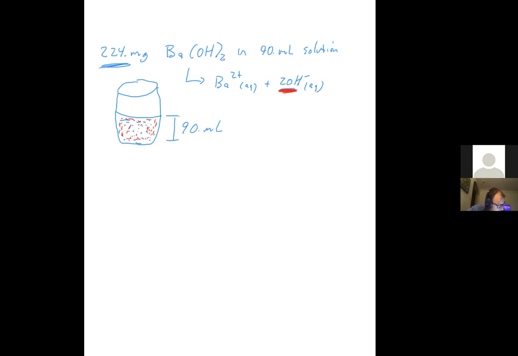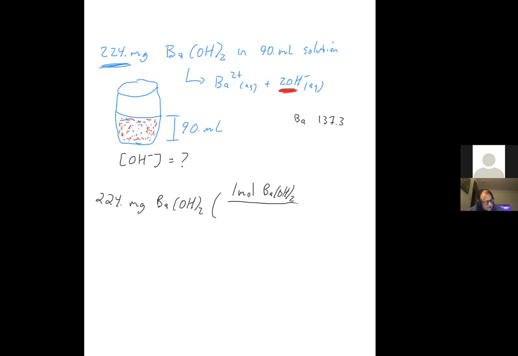So the goal is to find the concentration of hydroxide. We have 224 milligrams of barium hydroxide, and just like the previous example, I'm going to convert it into moles. So 1 mole of barium hydroxide, how much does that weigh? Barium is 137.3. Oxygen is 16.00, but there's 2 of them, so that gives you 32. Hydrogen is 1.01, but there's 2 of them, so you get 2.02. So that's 34.02 plus 137.3, which gives 171.32 grams.